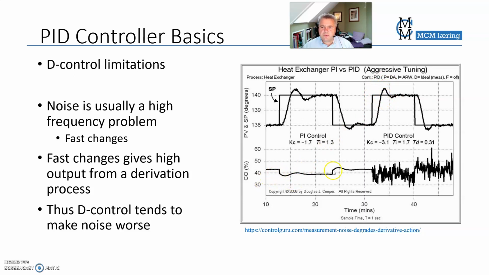But the problem is when you have noise. You see here that with the PI control, the noise doesn't go through to the output, but with the PID control, noise will actually be amplified. Why? Well, noise consists of fast changes, and fast changes have a very large derivative proportion. So the derivative part of a PID control actually amplifies noise.